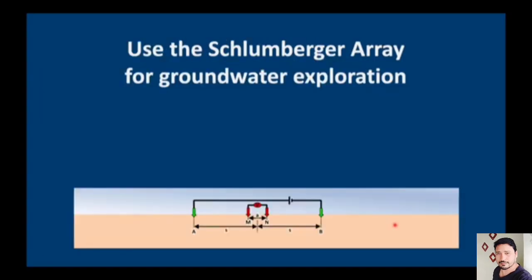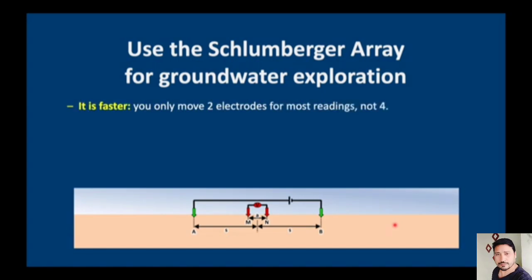Now, I only use the Schlumberger array for groundwater exploration. There are three reasons for this. The first one is it's much faster because normally we only have to move our two outer electrodes. I mean, sometimes we do move the inner electrodes, but not as often as if you were doing a Wenner array, which means you have to move all four electrodes for every reading.